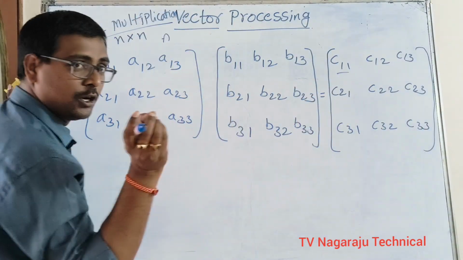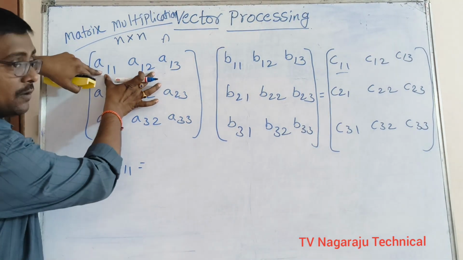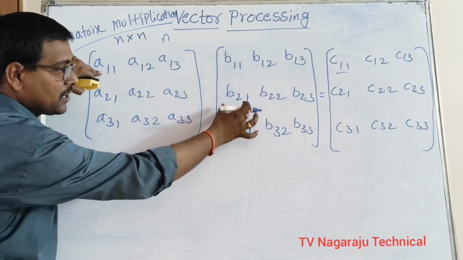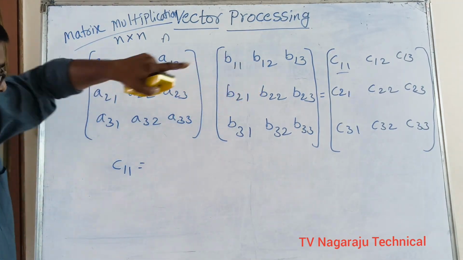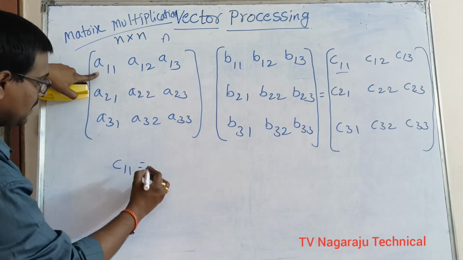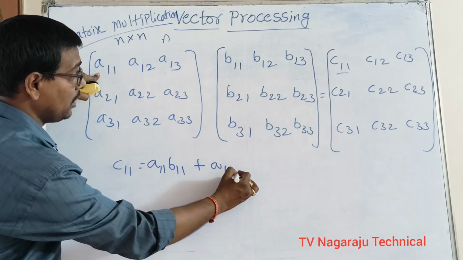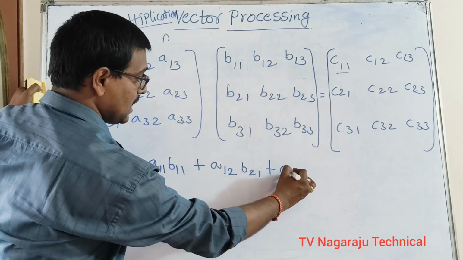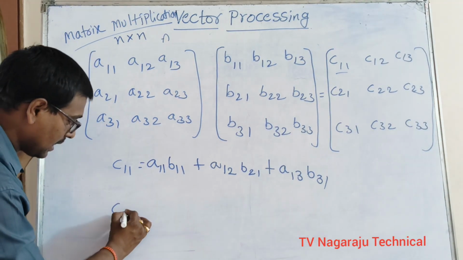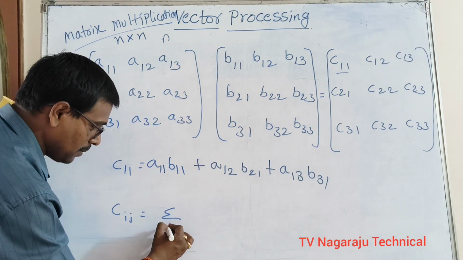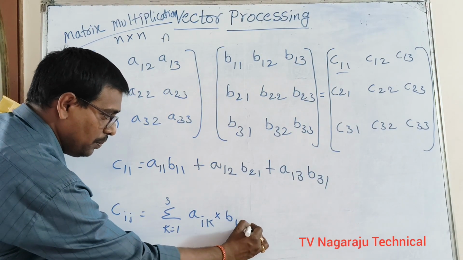How do we get a particular element? Simply, the first row of the first matrix is multiplied with the first column of the second matrix, and we get an element of the resultant matrix. Consider how we get C11: simply A11 times B11 plus A12 times B21 plus A13 times B31. So finally, how do we get the complete matrix? Simply, the sum over k equal to 1 to 3 of Aik times Bkj.